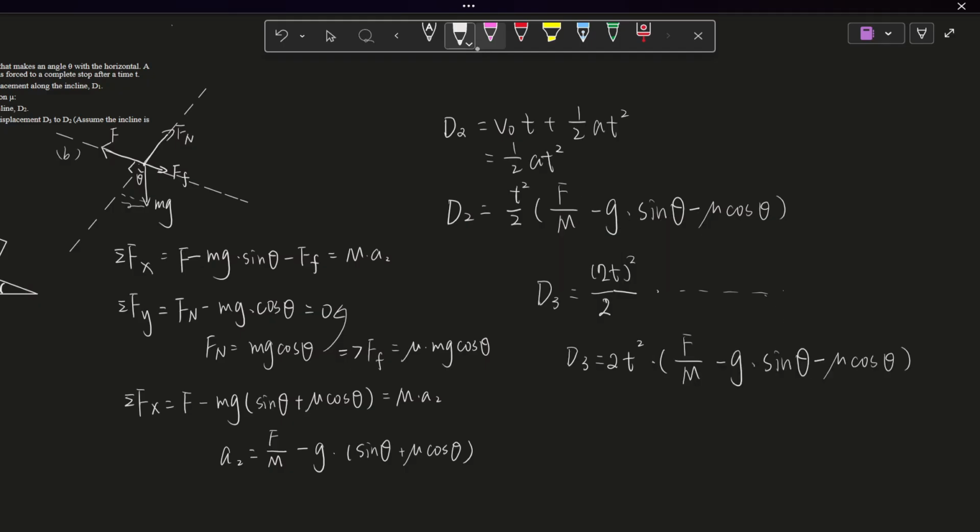So what is the numerical ratio between d3 and d2? This is simply d3 over d2. It's just equal to 2t squared times this long expression over half t squared times exactly the same long expression, so that we can cancel these two out, right? Which will only become 2t squared over half t squared, which we can get the final answer, 4.